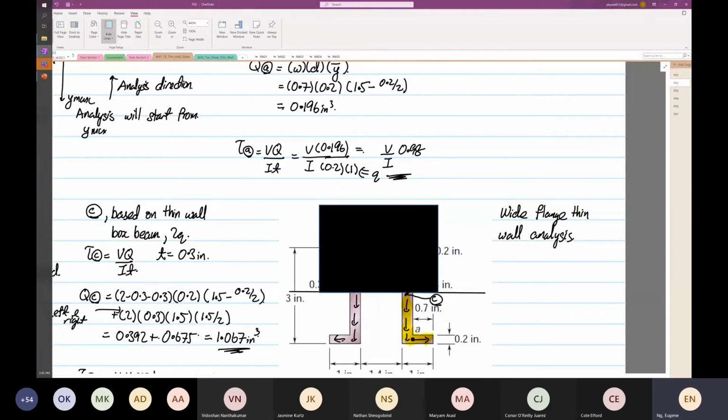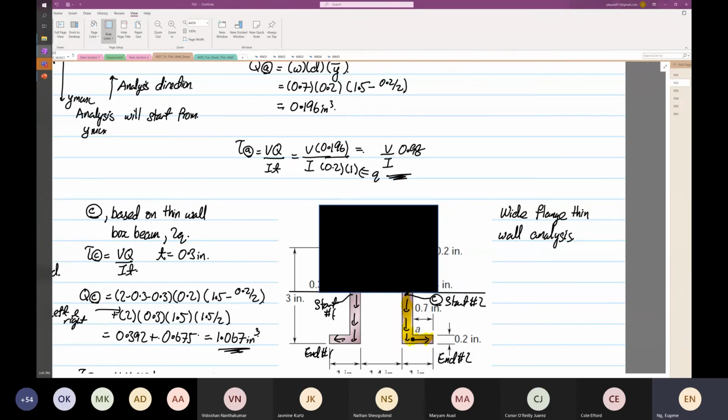So again, I'll repeat what I've just said: over here, you have start point number 1, you have end point number 1, you have start point number 2, you have end point number 2. So that is why you can ignore the shear flow on the left hand side.